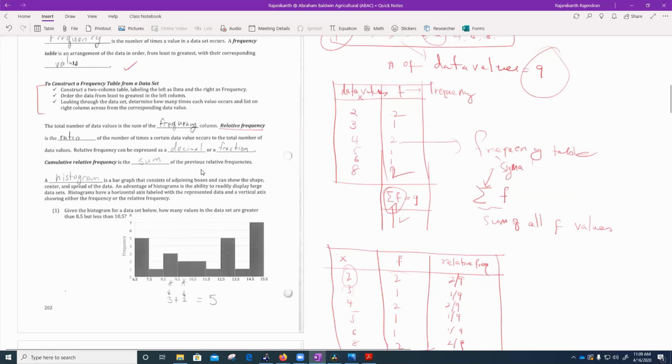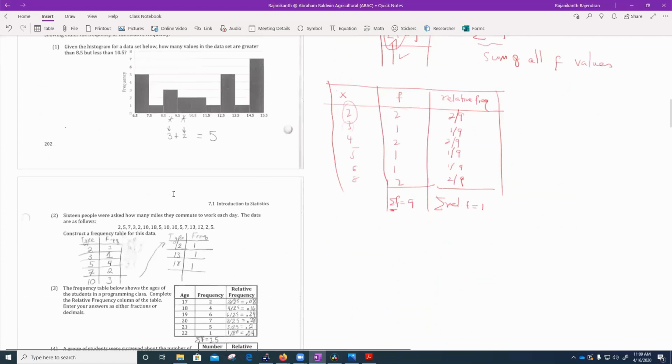You could write the relative frequency in either decimal or fraction, either way. If you want, you could even write it in percentage form by multiplying this fraction by 100. So that is there. Next term, cumulative relative frequency. What is the cumulative relative frequency? Let me construct one more column here, the cumulative relative frequency.